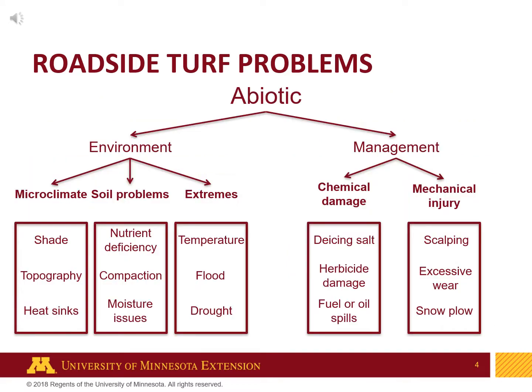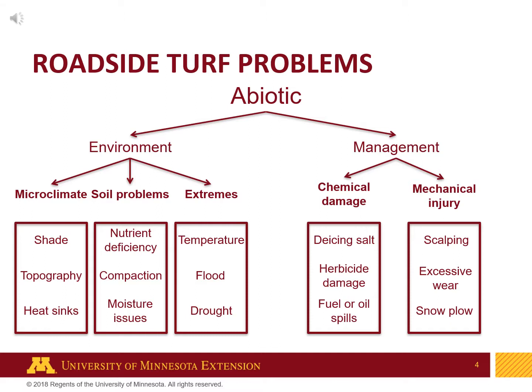Abiotic turfgrass problems can be broken down into two distinct categories: issues related to the environment and management-related issues. Please take a moment to review this figure. Examples of environmental issues include microclimates, such as shade and heat sinks, or areas that attract and hold more heat, and soil problems that result in nutrient, compaction, or moisture issues.